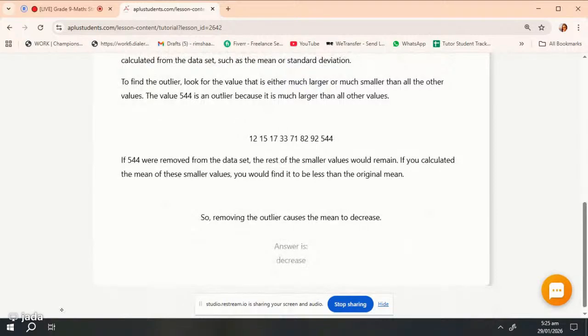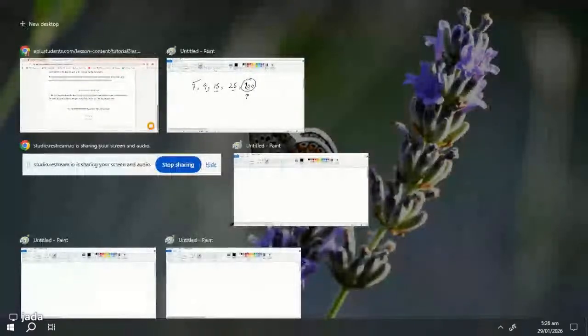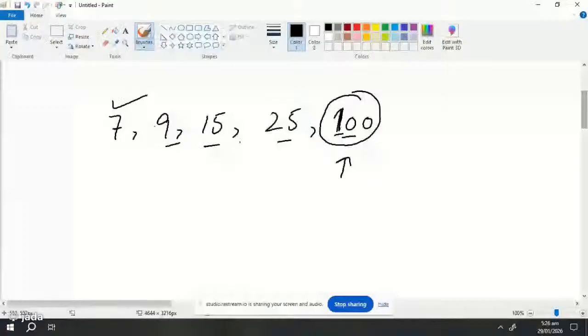For removing it, first of all we check the data. The smaller values would remain the same, like 12, 15, 17, 33, 71, 8. If you calculate the mean of these smaller values, you would find it would be less than the original mean. What does it mean? Let's suppose we are finding the mean of all those values. How do we find it? By dividing by how many total values there are.